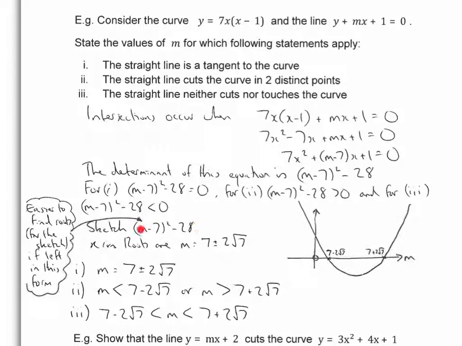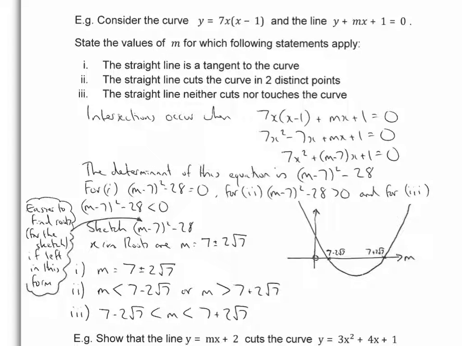So finding the roots by whatever method, you get the roots are 7 plus 2 root 7 and 7 minus 2 root 7. And so I've drawn a sketch of this determinant, this piece of maths which is so important to us. So for part 1, I said that this piece of maths had to be equal to 0. It had to be on the x-axis. So that would happen just for the two roots, at 7 plus 2 root 7 and 7 minus 2 root 7.